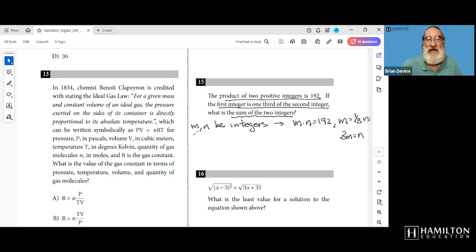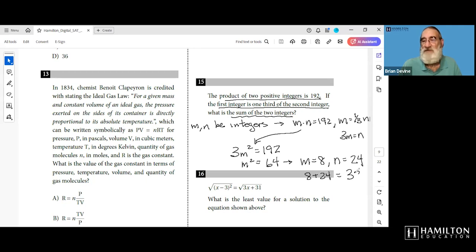So now that I know that, I can take this product, and I'm going to end up with m times 3m, 3m squared equals 192. So m squared would be that divided by 3, which is 64. And that tells me that m equals 8. And n would be 3 times that, which is 24. So 8 plus 24 is 32.